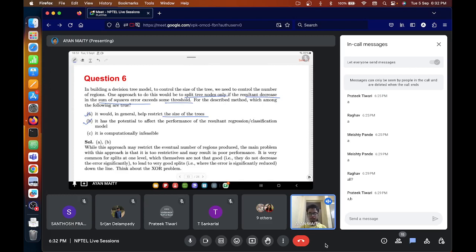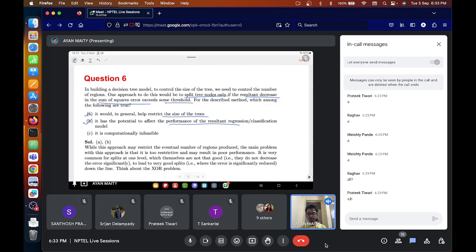So this might happen with decision trees. That's why if we restrict it in this way, it might affect the performance of the resultant tree, and it would increase the estimation error or the classification error. And option C says it is computationally infeasible.